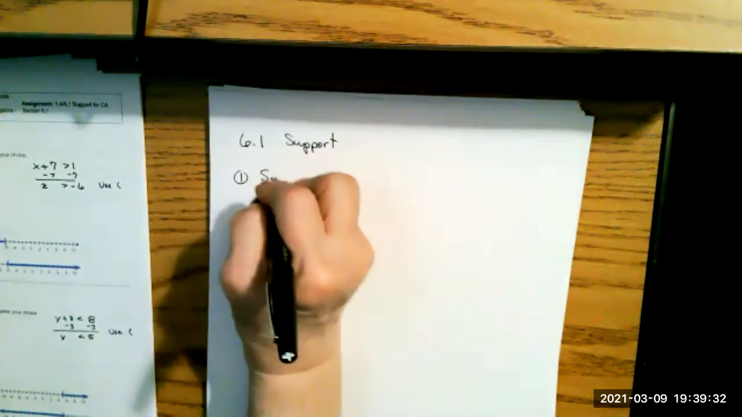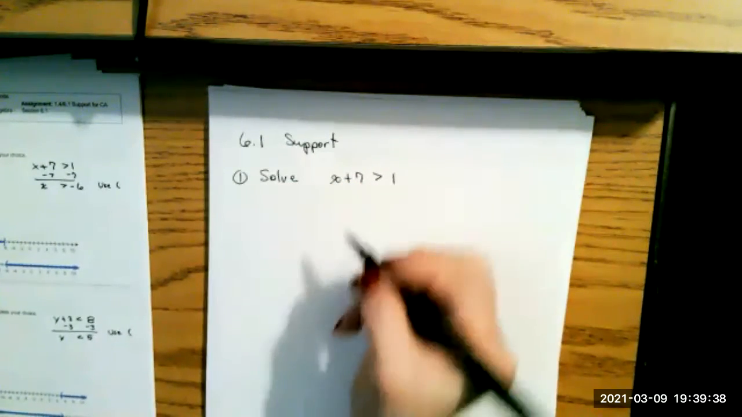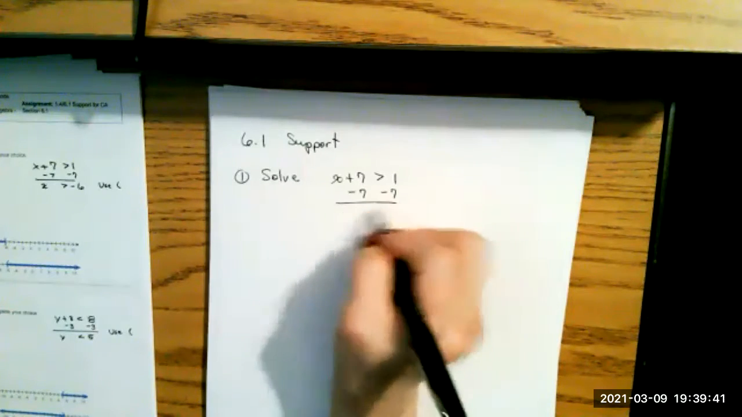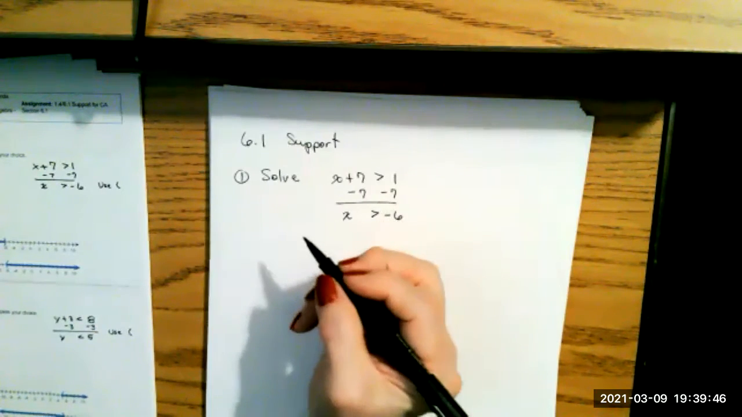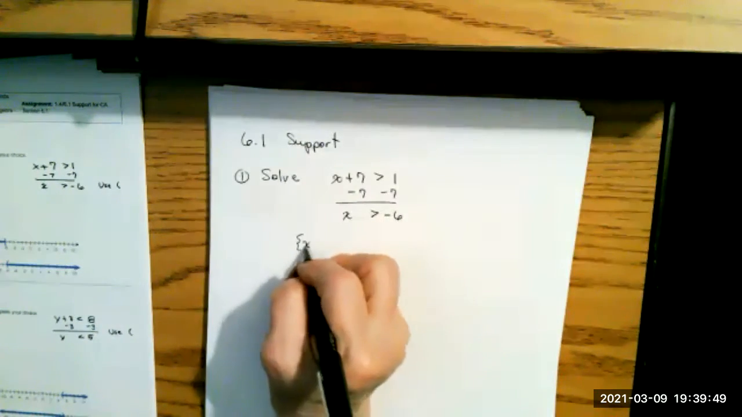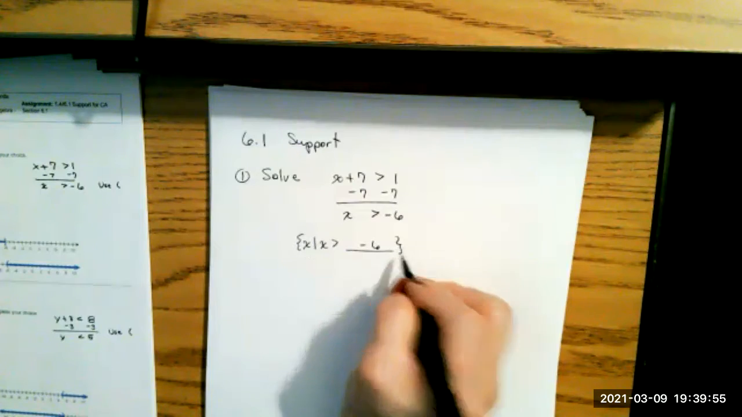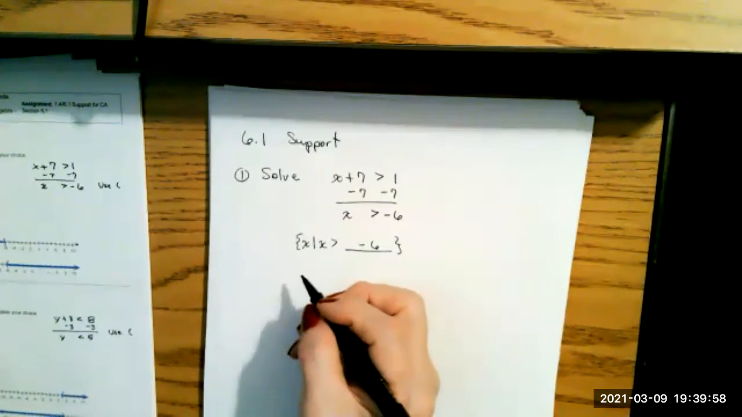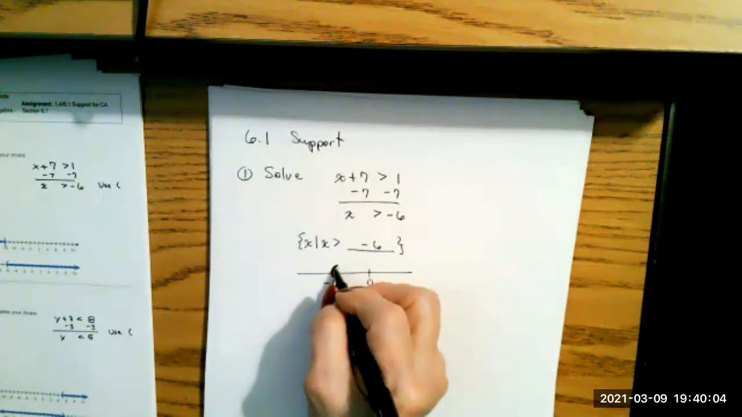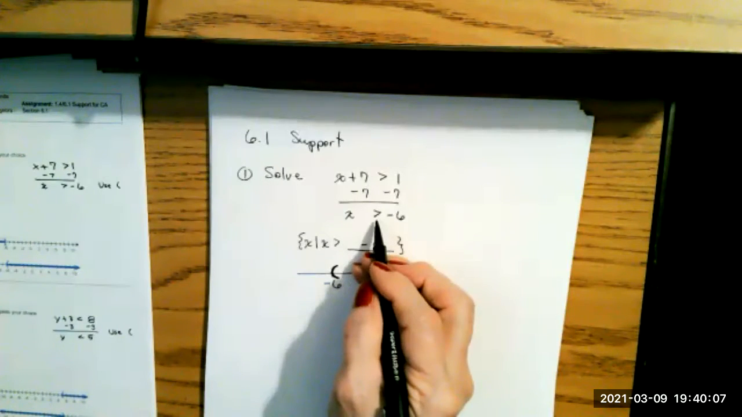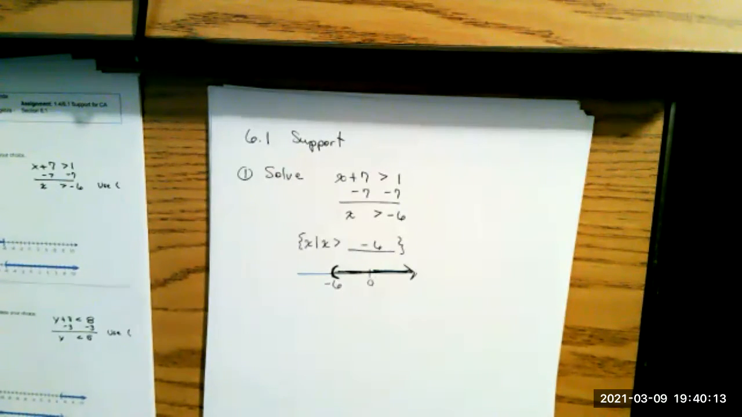Number 1 says solve, and it says x plus 7 is greater than 1. So you subtract 7 from both sides, and you get x is greater than negative 6. So the solution set is, and you pick the one that says x such that x is greater than, and you put in negative 6 in the blank. Then there's graphs down here, and you want the graph that has -6 with a parentheses because there's no bar underneath that greater than symbol, and you want it to go this way, to the greater than side.